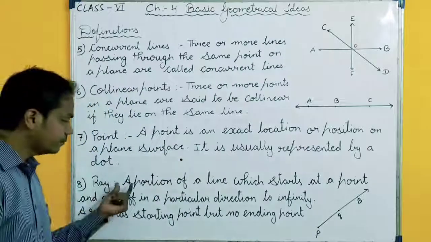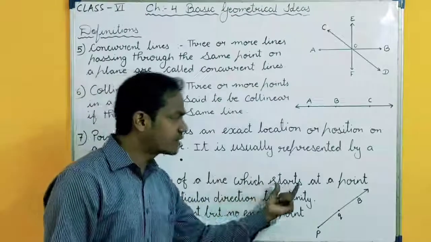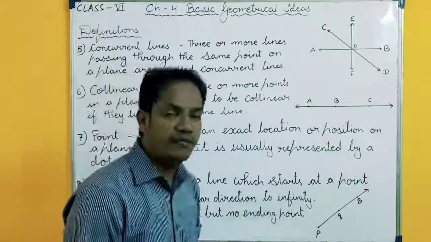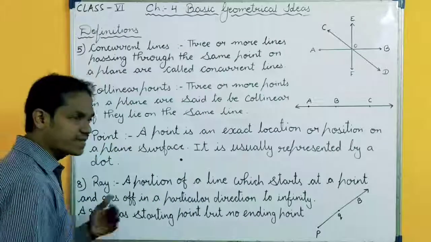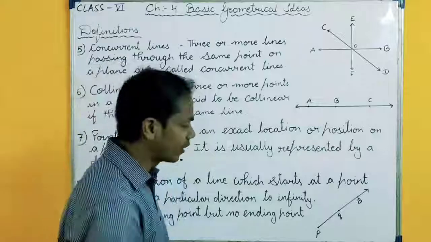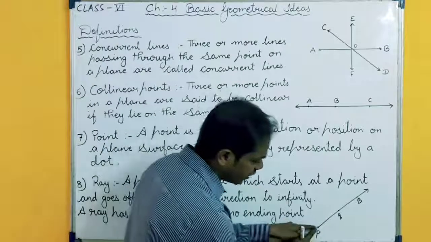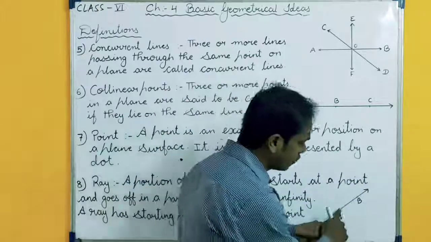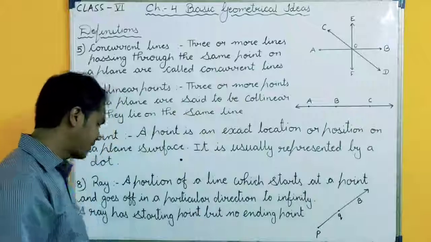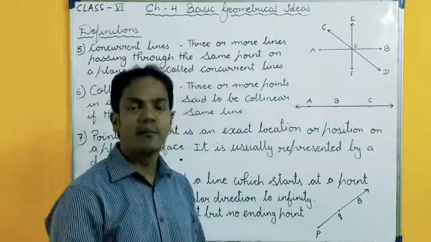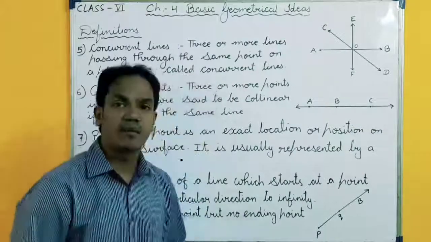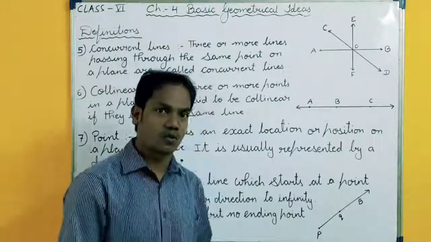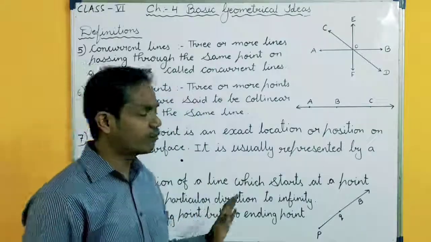Now, what is a ray? A portion of a line which starts at a point and goes off in a particular direction to infinity, which means a ray has a starting point but no ending point. You can see the example here. Suppose it is starting from P, it will go to infinity. If it starts from Q also, it will go to infinity. That's why it is said that a ray has a starting point but no ending point. You can take the example of sunlight. It has a starting point but no ending point. You can take the example of your torch also. Okay, so these are the definitions that you have to read and learn.